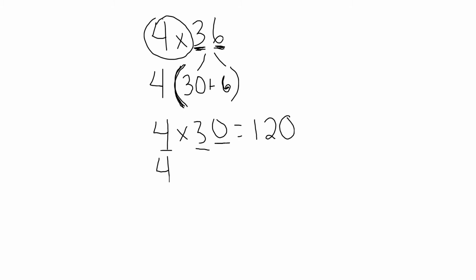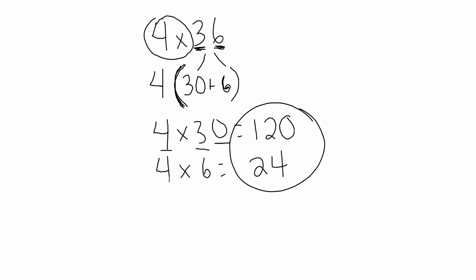Now, my next one, I have to take my 4, distribute it to the 6. So 4 times 6, and that equals 24. Now, am I done? No, because I still have 2 numbers listed here. I need to add these 2 totals up, and I get 144. That is so much easier than having to write out 36 times 4 and doing it this way.